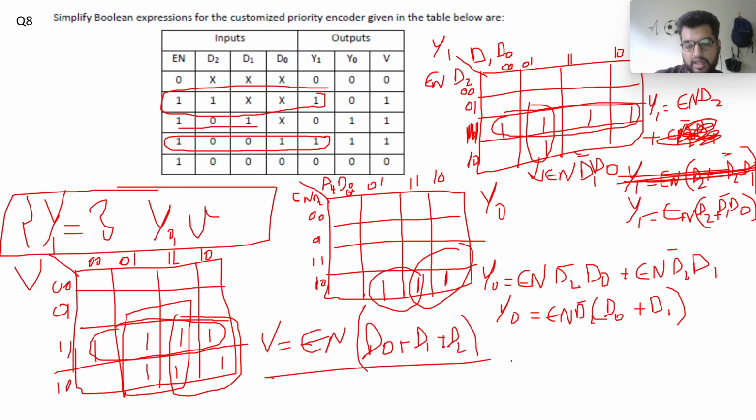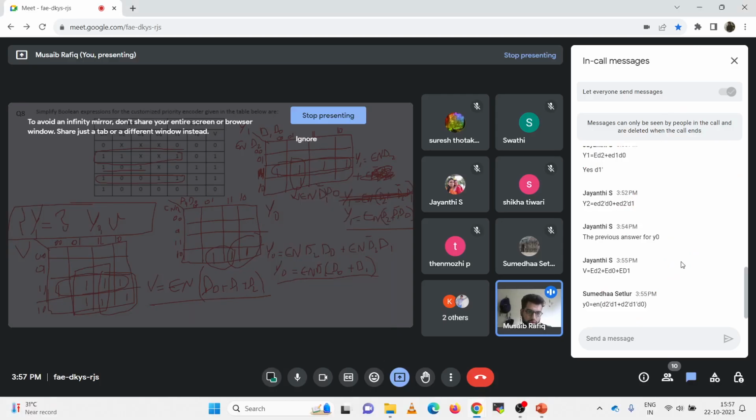So v is en d0 plus d1 plus d2, y0 is en d2 bar d0 plus d1, and y1 is en d2 plus d1 bar d0. So this was the answer. One of the students has written y0 is equal to en d2 bar d1 plus d2 bar d1 d0. No, I think y0, you kindly check it. I think it's wrong.